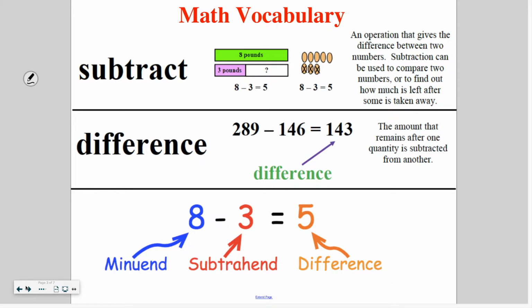When we subtract, we are using an operation that gives us the difference between two numbers. It can also be used to compare numbers or find out what's left over. And when we find that answer, it is called the difference. And some other parts of a subtraction equation are the minuend, which is the number we're subtracting from, the subtrahend, which is the number we take away or subtract, and the difference, which is our answer.